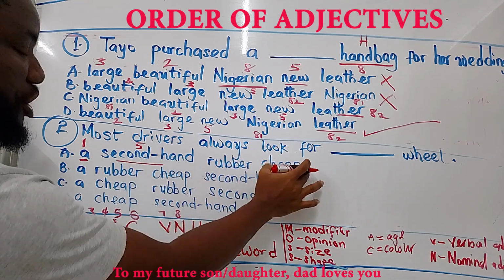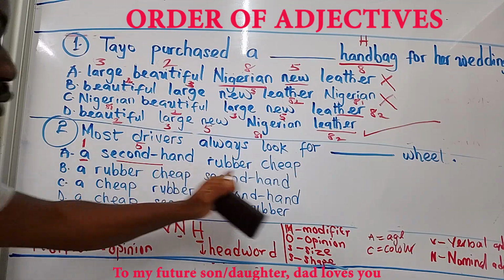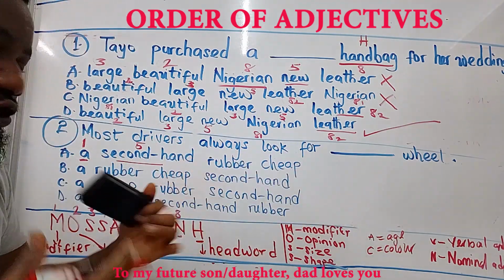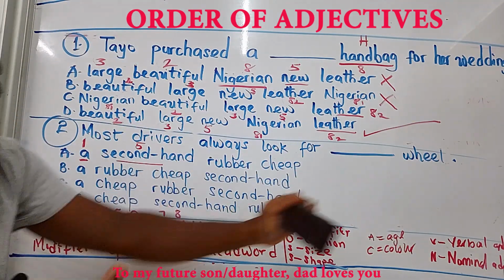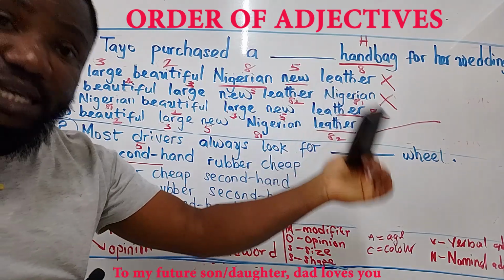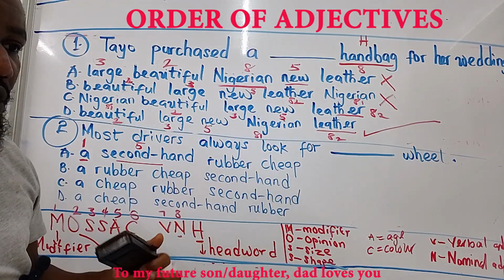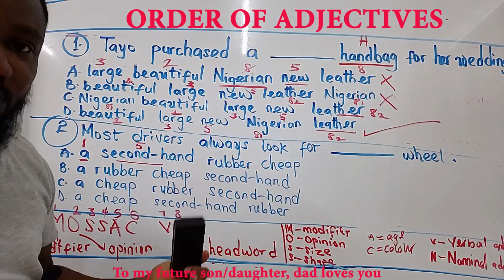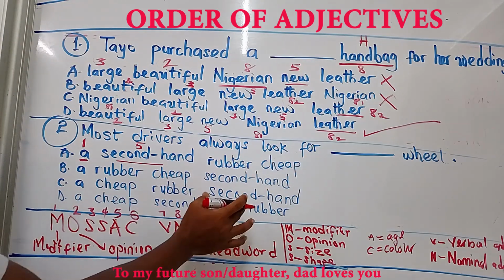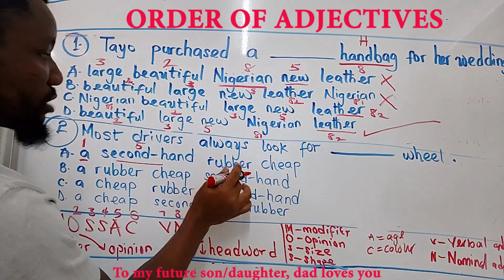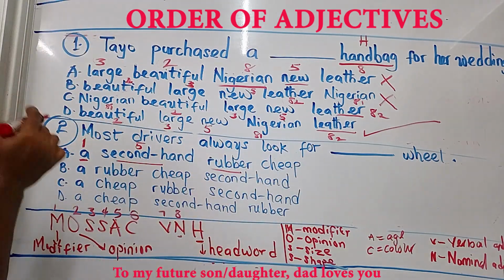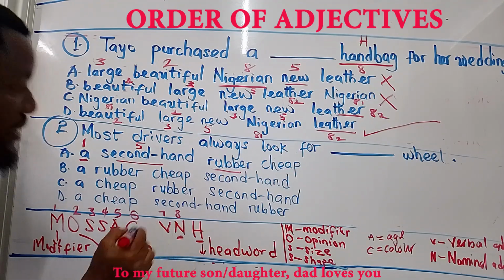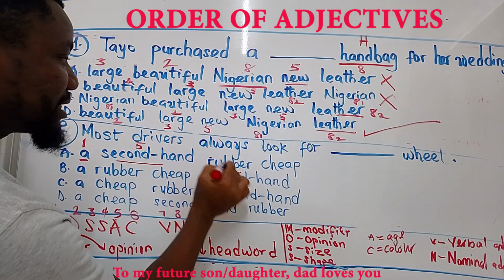Rubber, cheap. A rubber wheel, rubber here is talking about the material of the wheel. Is it an iron wheel? No, it is a rubber. It is not a plastic wheel. It is not a wooden wheel. The material from which the wheel is made is rubber. So here, rubber is material, which is N. So rubber is 8.